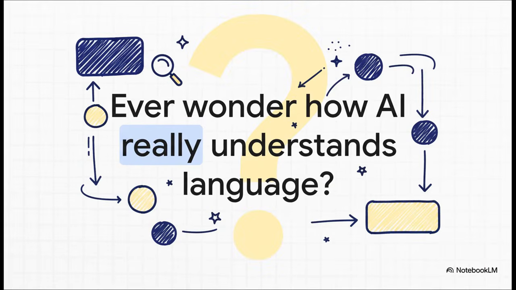Have you ever really stopped and wondered, how does an AI actually get the meaning of a sentence? How does it figure out which words are connected to which, especially when they're not even next to each other? That's a massive, massive challenge.